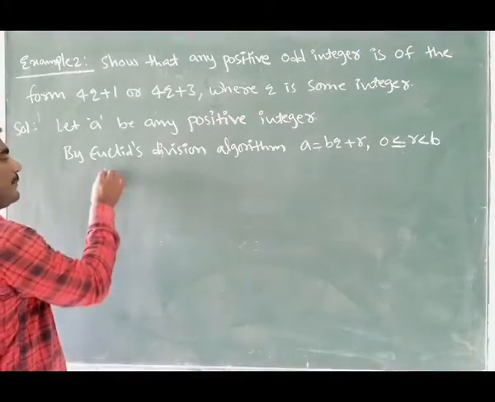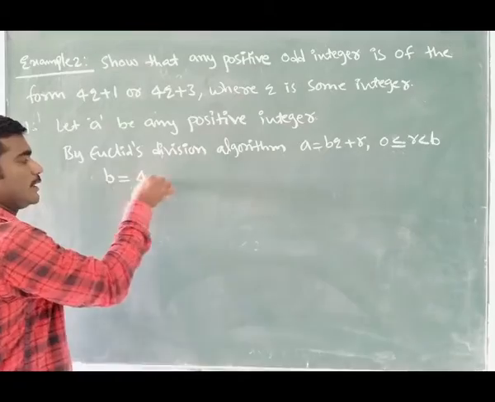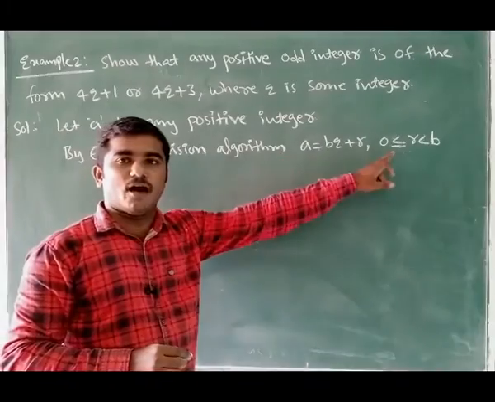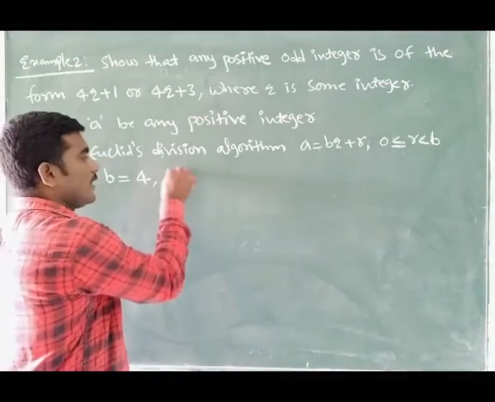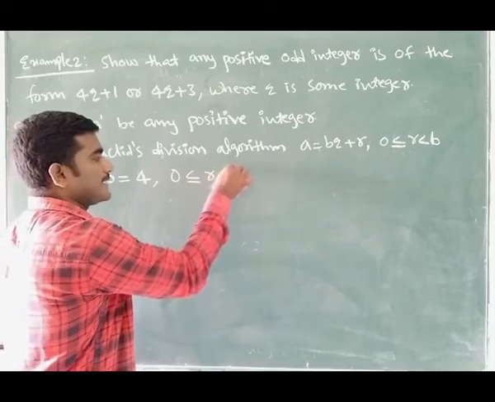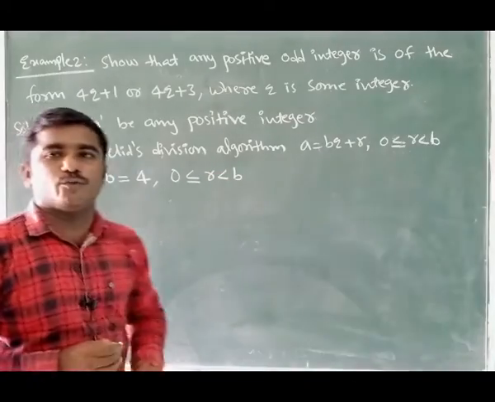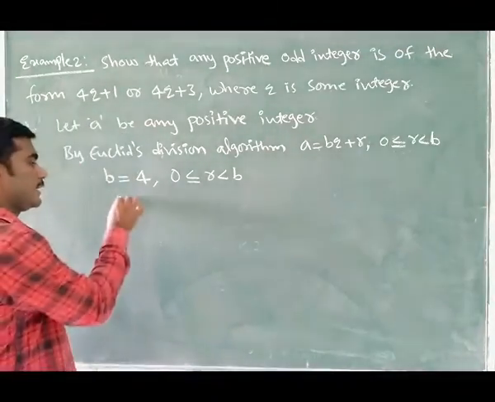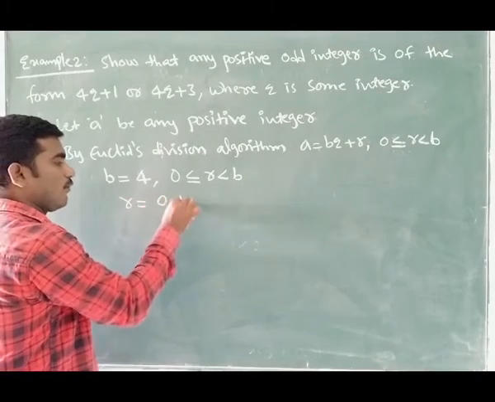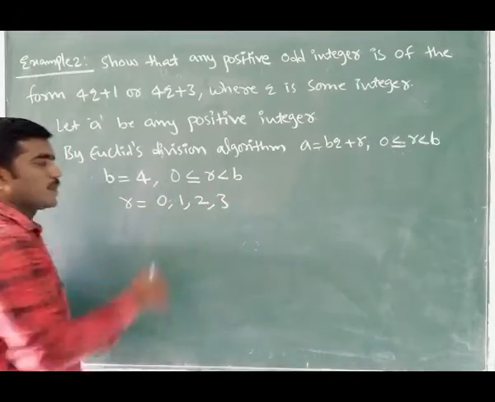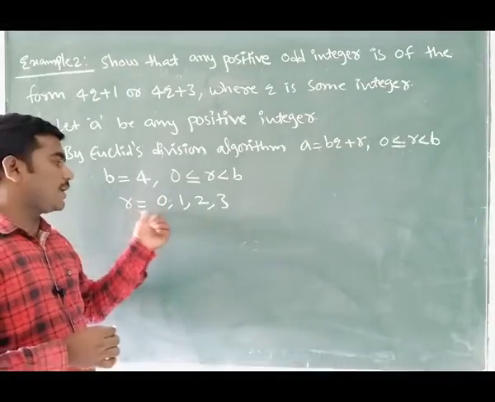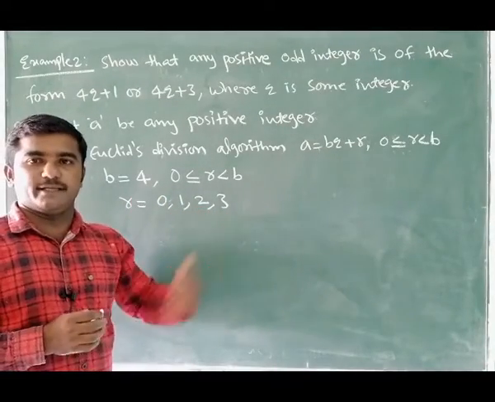So what is the b value here? B is equal to 4. What is the r values? 0 less than or equal to r less than b. So if b is equal to 4, what are the r values? R is equal to 0, 1, 2, 3. If b is equal to 4, then r is equal to 0, 1, 2, 3.